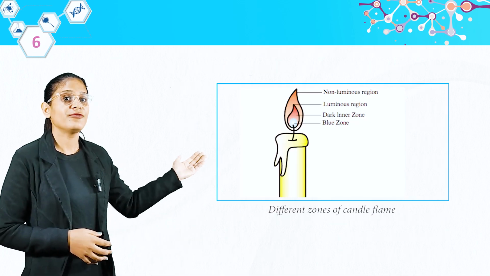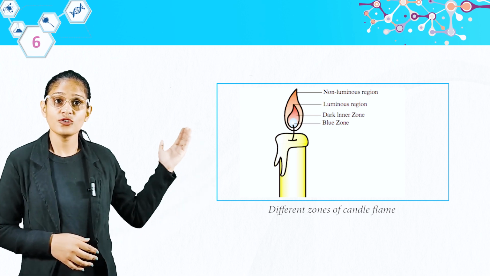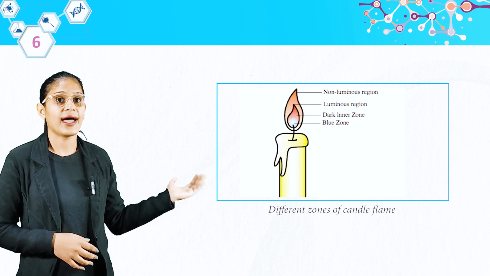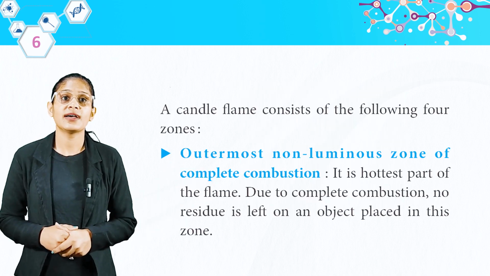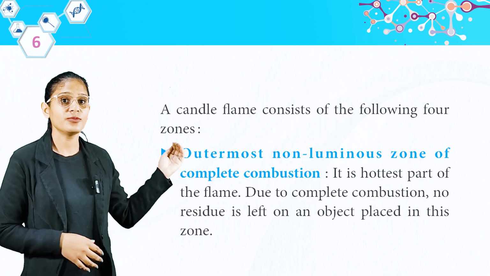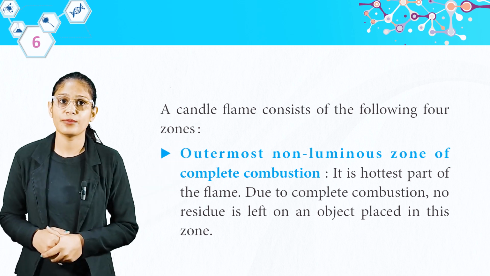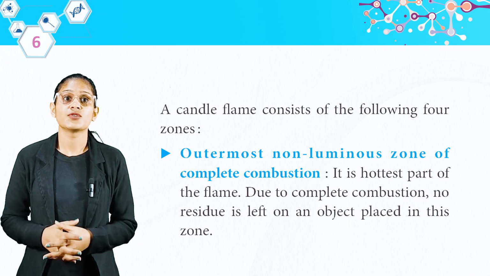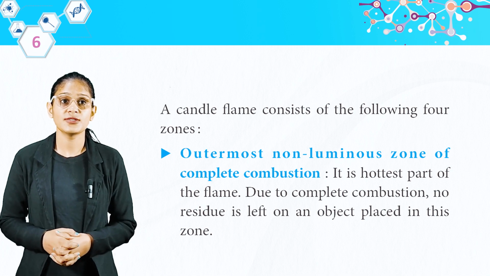Now look at this picture. Different zones of candle flame. The first is non-luminous region, then luminous region, then dark inner zone, then blue zone. Now, a candle flame consists of the following 4 zones. Outermost, non-luminous zone of complete combustion. It is hottest part of the flame. Due to complete combustion, no residues left on an object placed in this zone.